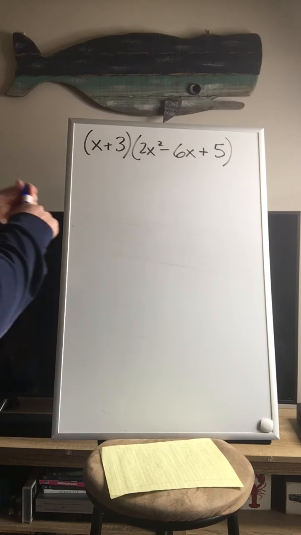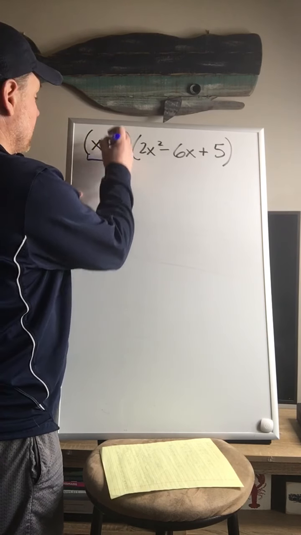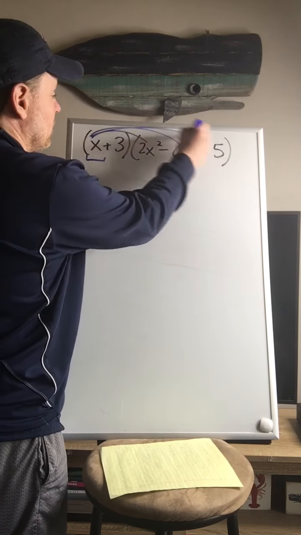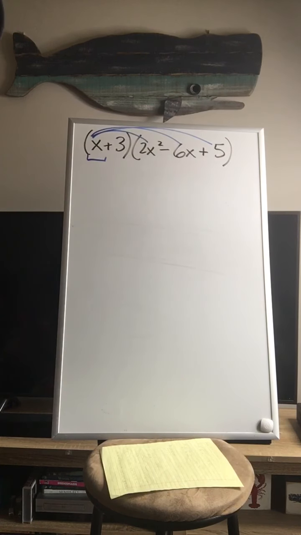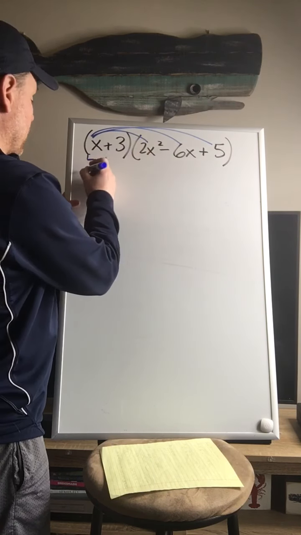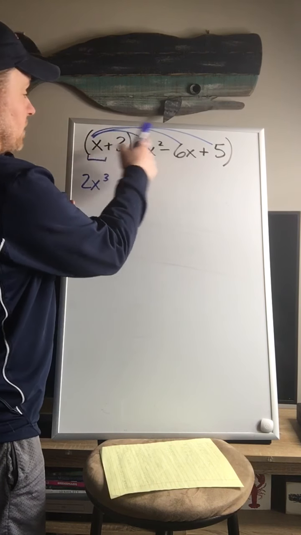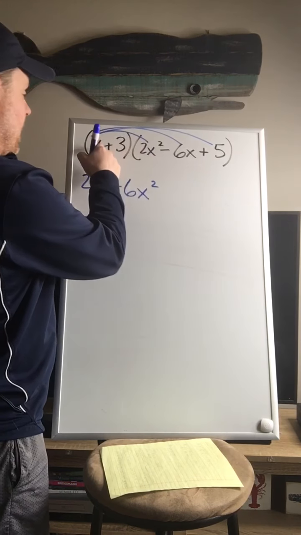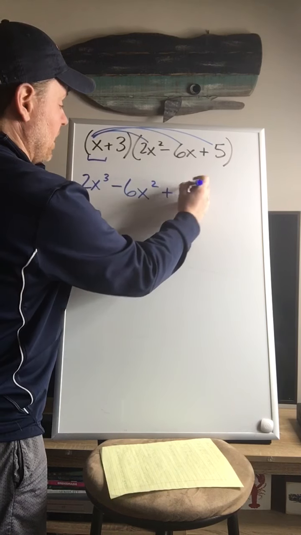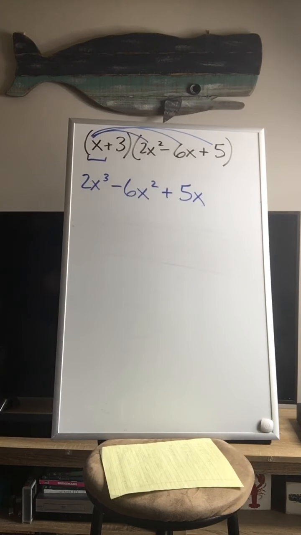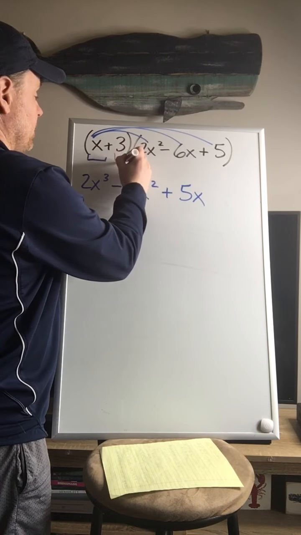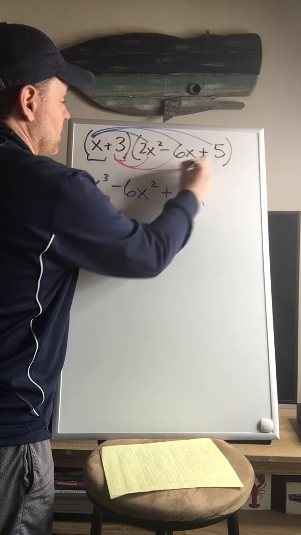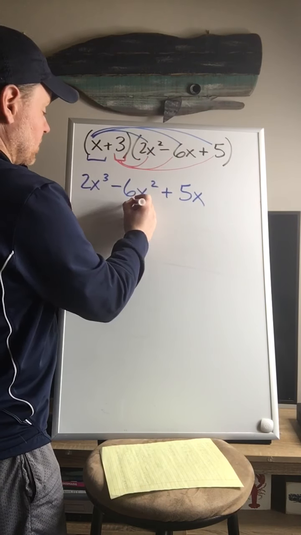All right, so here you should have multiplied the x times each of these terms over here. So x times 2x squared, that's 2x cubed. x times minus 6x, that's minus 6x squared. And x times 5 is 5x, after you distribute. Okay, now we move to the 3, and we're going to distribute the 3. 3 times 2x squared, that's 6x squared.